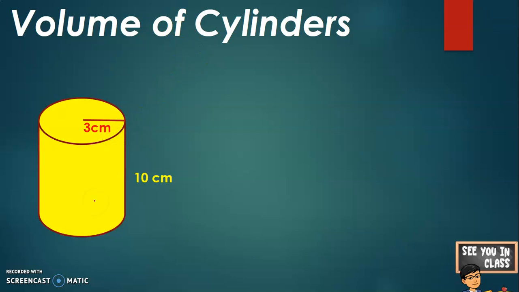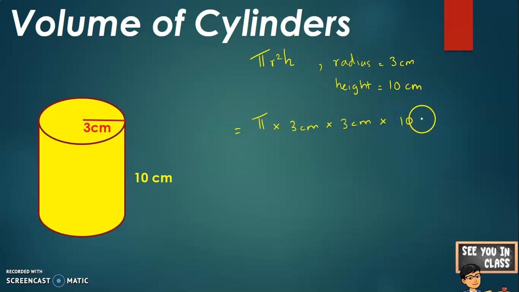So here is our first example of the lesson today. Now, we will use pi r squared h. The radius for this question is 3 centimeters, and the height for this example is 10 centimeters. What I'm going to do is substitute r and h into my formula. I'm going to leave pi as it is. My radius is 3 centimeters times 3 centimeters times my height of 10 centimeters.